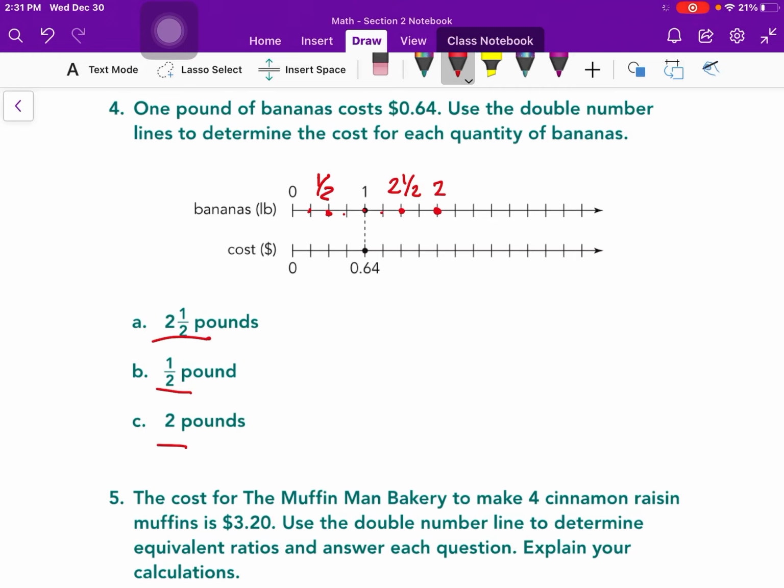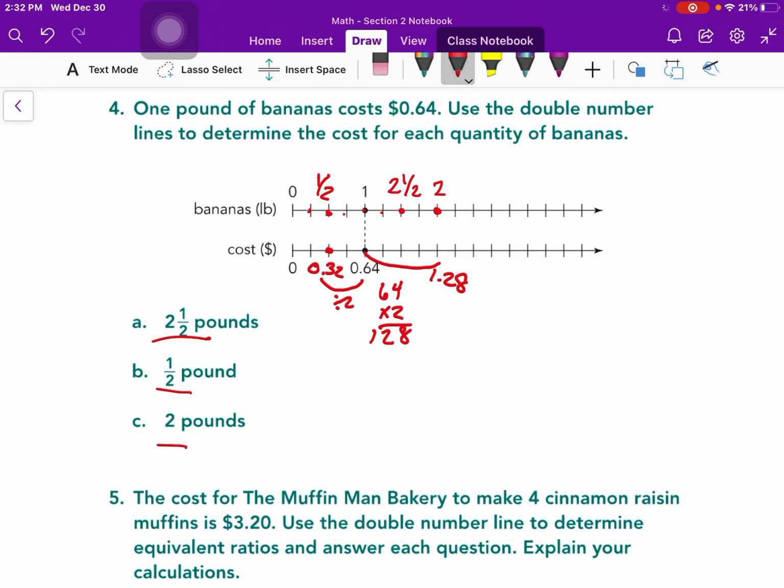Okay, so we can scale up and scale down kind of to help us. If 1 pound is 64, half a pound, we would divide by 2 basically. So for a half a pound, we would end up with 32 cents. And if I'm going to double it to go from 1 pound to 2 pounds, I'd take 64 times 2, and that would be $1.28. So that would times in by 2.